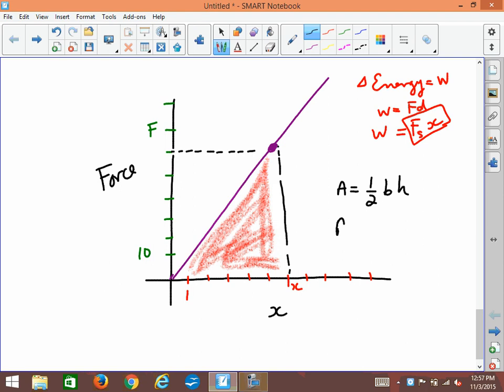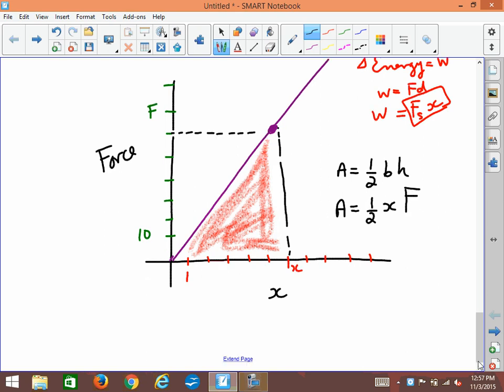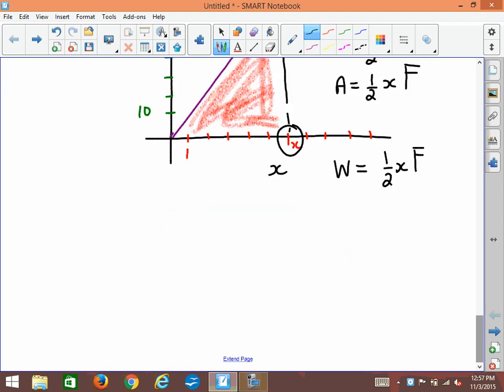And so the area of this curve would be 1/2 of the base, which is x, and the height, which is the force, F. Okay, the area represents the work. So the work or energy associated with this spring stretched to a distance x is 1/2 x times the force. But remember, we just finished saying that force equals kx. The magnitude anyway of the force is kx.